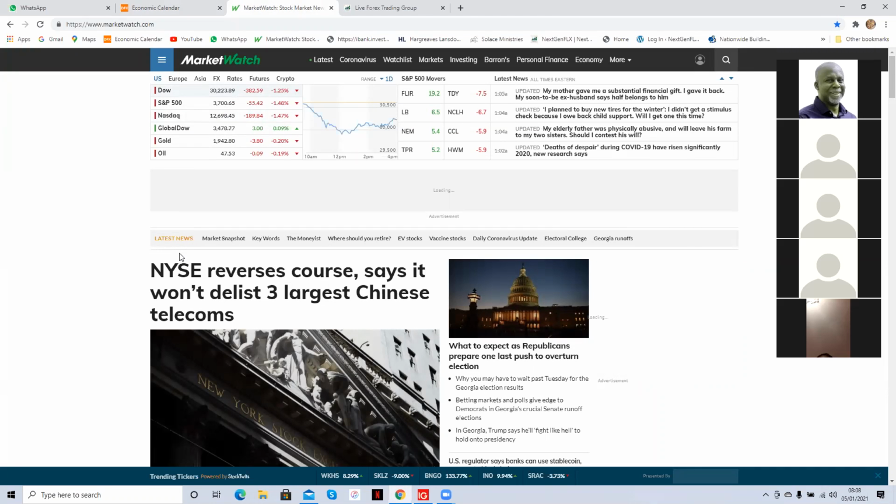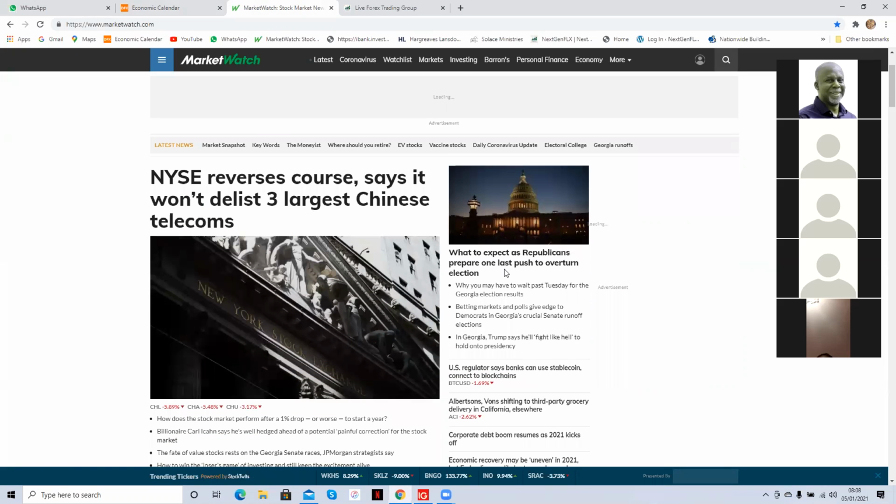Thankfully, the Brexit deal is done. UK is officially out of Europe, so that's not creating uncertainty anymore. But we're still having issues with America and the presidential elections. The Republicans, as you see, they're trying to have one last push to overturn the election. I mean, it's very unlikely they're going to succeed.